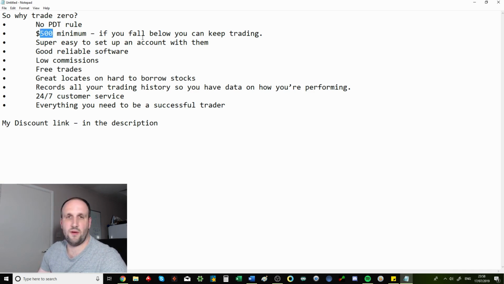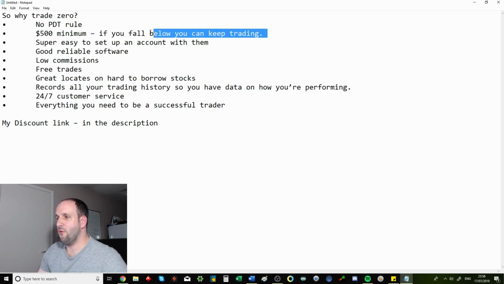Once again, you get 4-to-1 leverage on that, so you can trade more. If you fall below that, you can keep trading, but you just don't get leverage anymore. But you can keep trading, but once again, you do have to keep a $200 minimum. But the point of this is it's a really low amount to get your day trading career underway.